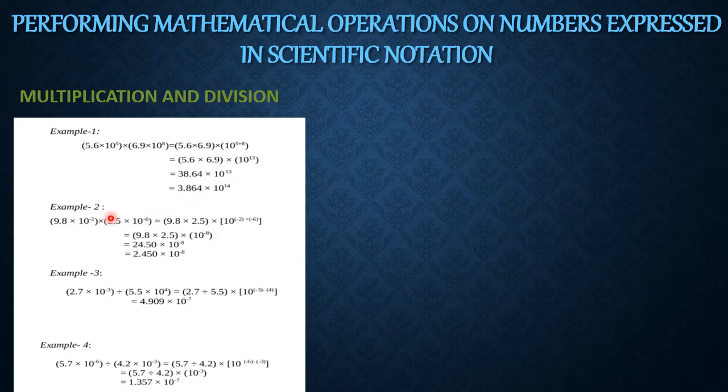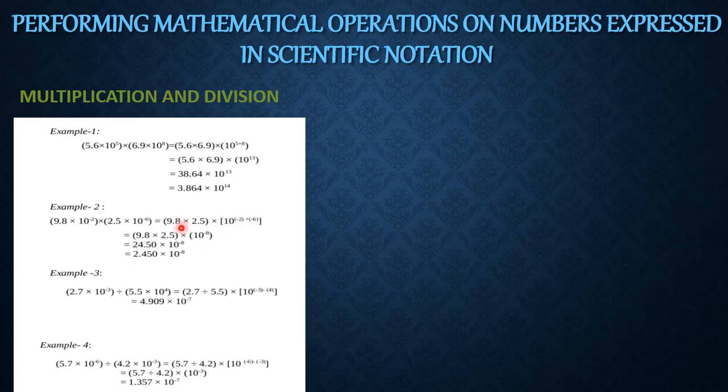Now we'll go to the second example: 9.8 into 10 to the power minus 2 into 2.5 into 10 to the power minus 6. This is also multiplication only, but the powers of 10 are negative. First we'll multiply 9.8 into 2.5. Then, according to the same laws of indices, a to the power m into a to the power n equals a to the power m plus n. Accordingly, 10 to the power minus 2 into 10 to the power minus 6 equals 10 to the power of minus 2 plus minus 6.